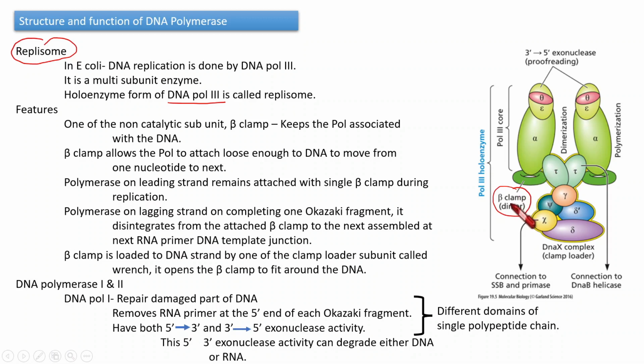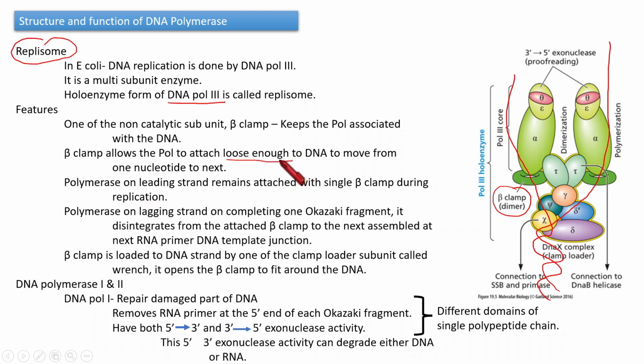In what fashion this beta clamp is holding the DNA template, I will show you in this fashion. This DNA template will pass through that beta clamp in this way. So in the form of a ring, this beta clamp can help the DNA polymerase to stay associated with the DNA template to complete its replication. And that attachment is loose enough to allow the enzyme to move freely along the DNA template.